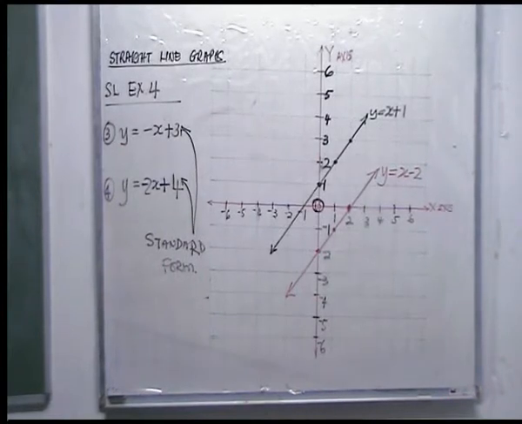Number 3 is actually y is equal to minus x plus 3. And number 4 is y is equal to minus 2x plus 4. Alright, now go and find the ordered pair for each one and then draw the graph.